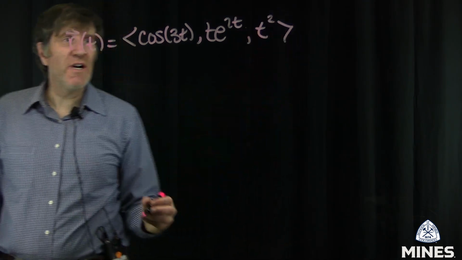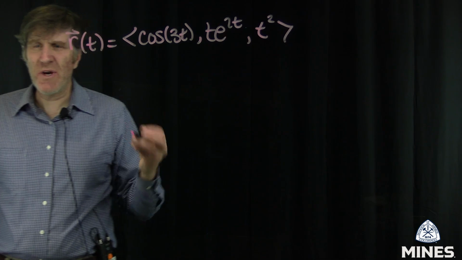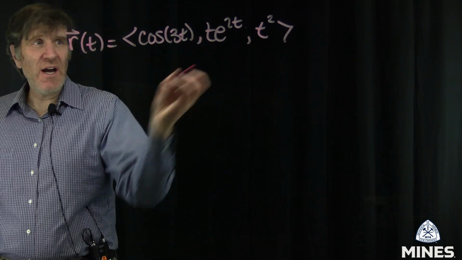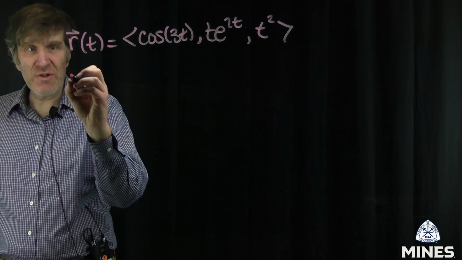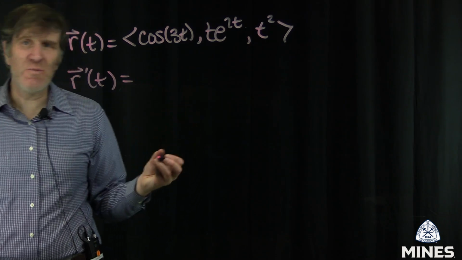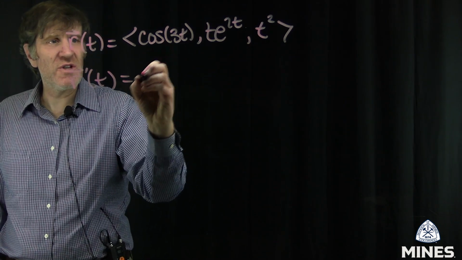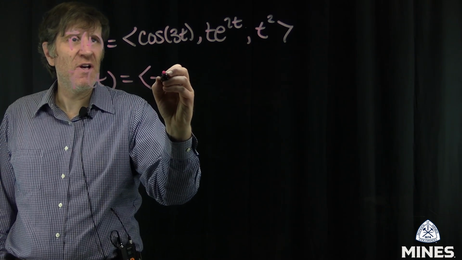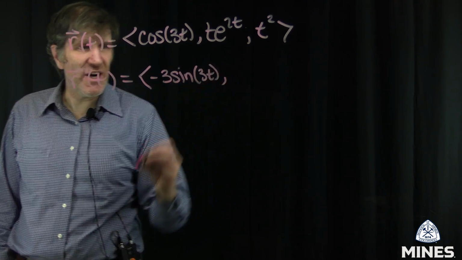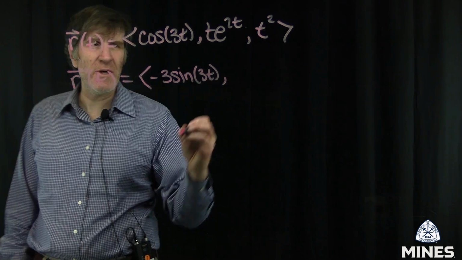So a vector valued function, we have the one independent variable t, we have three dependent variables or three outputs as listed here. And for the derivative, we just take the derivative of each piece. So the derivative of a cosine is a negative sine, so I have negative 3 sine 3t. There's a chain rule in there as well, right? The derivative of 3t is 3.